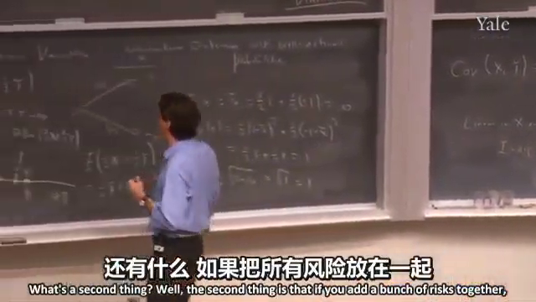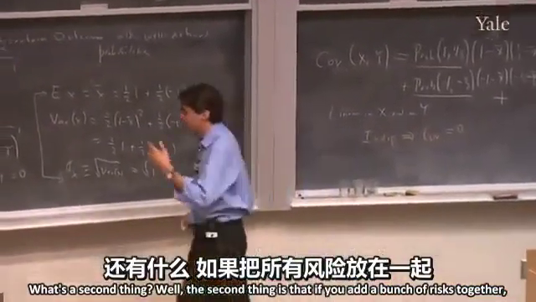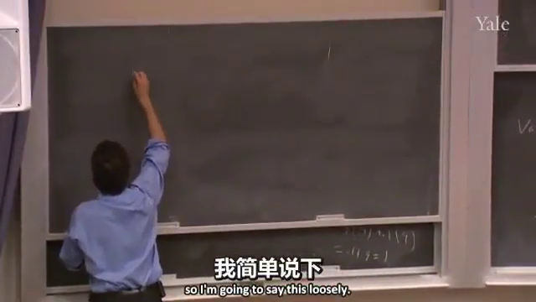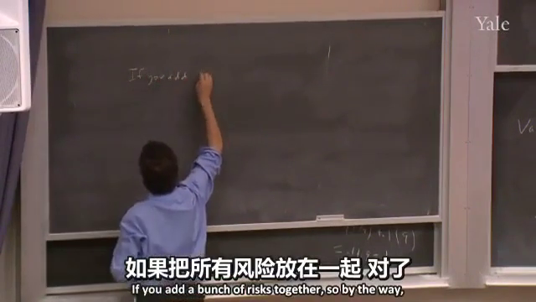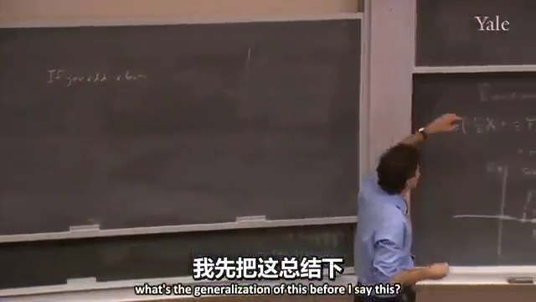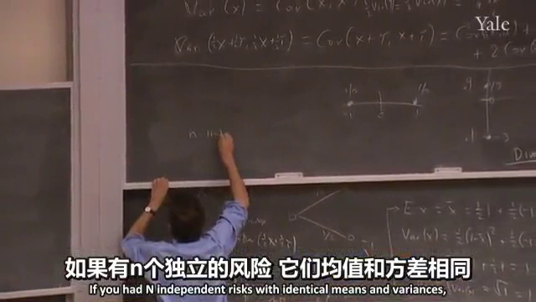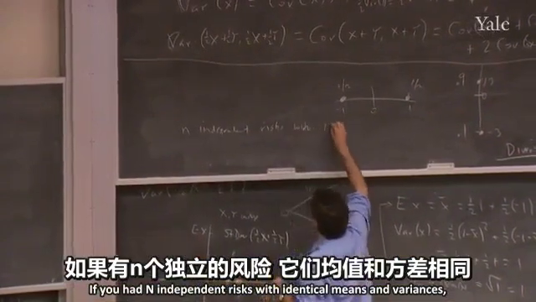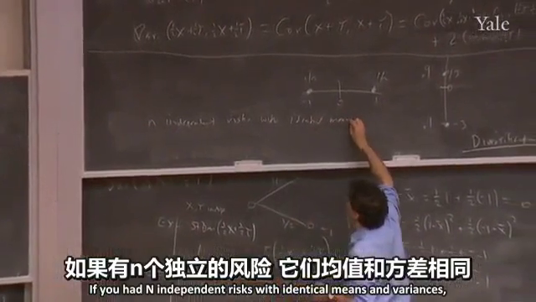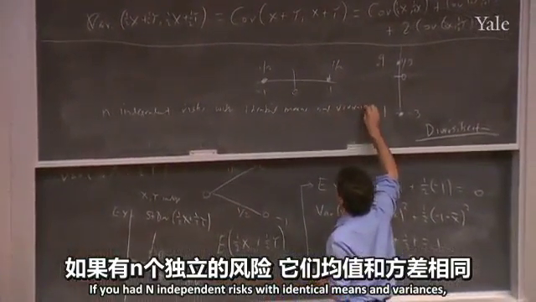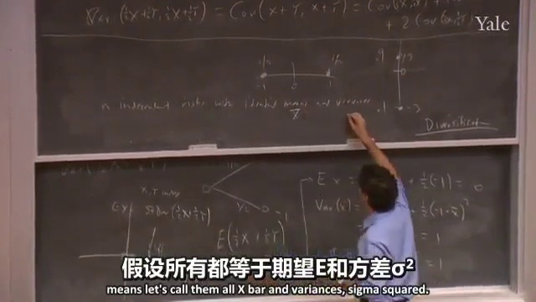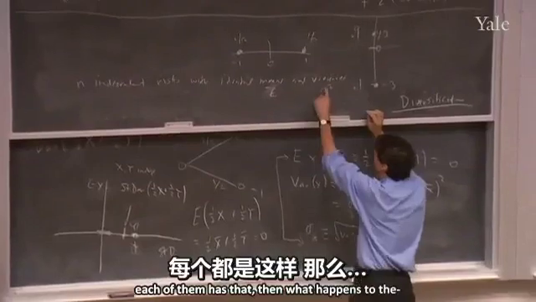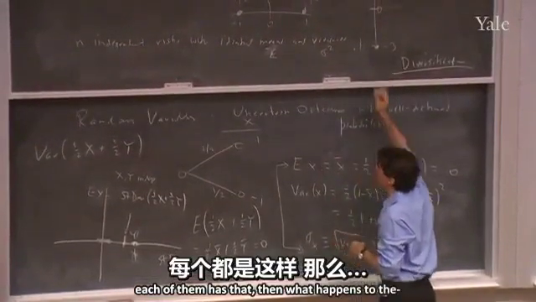What's a second thing? Well, the second thing is that if you add a bunch of risks together, I'm going to say this loosely. So by the way, what's a generalization of this? Before I say this, if you had n independent risks with identical means and variances, okay, means, let's call them all x bar, and variances sigma squared. Let's say they all have expectation E and variance sigma squared, each of them has that.